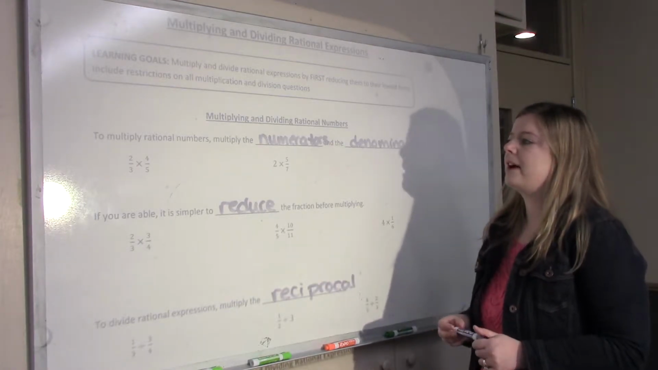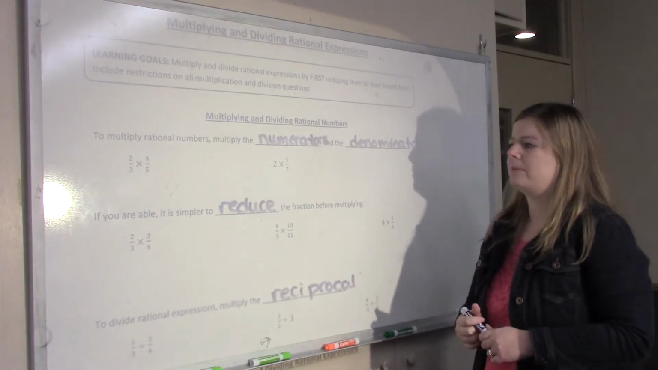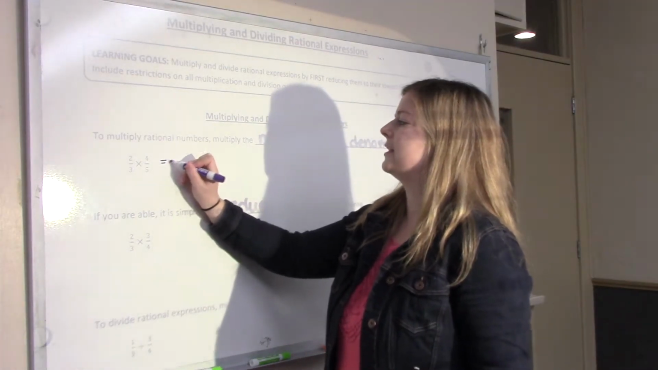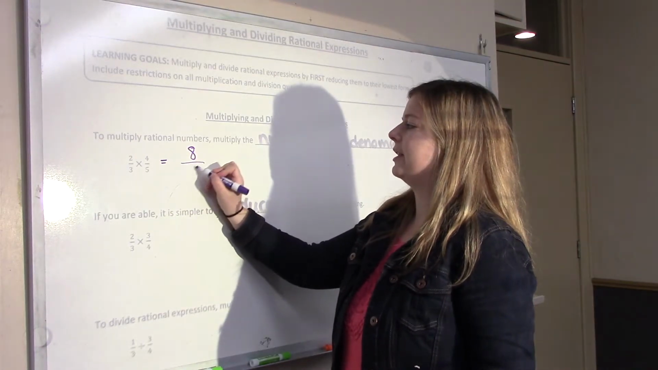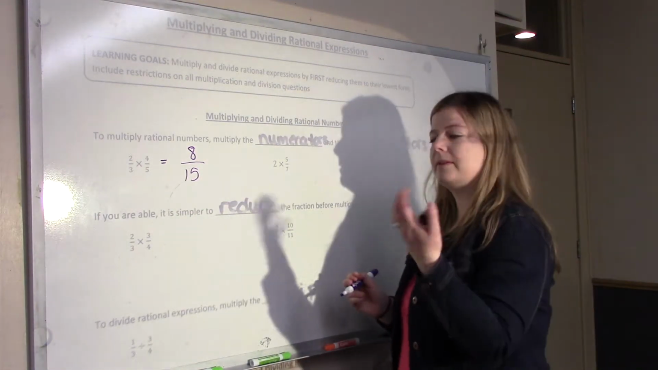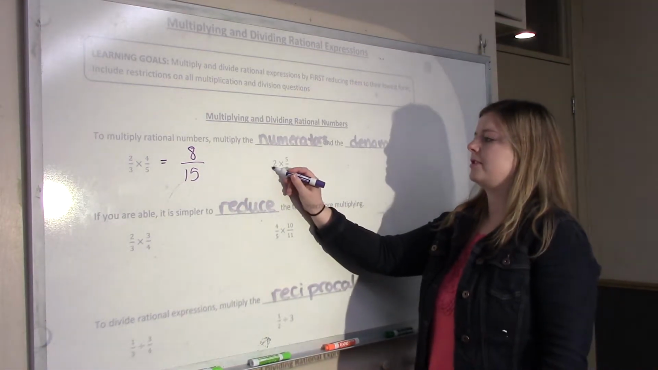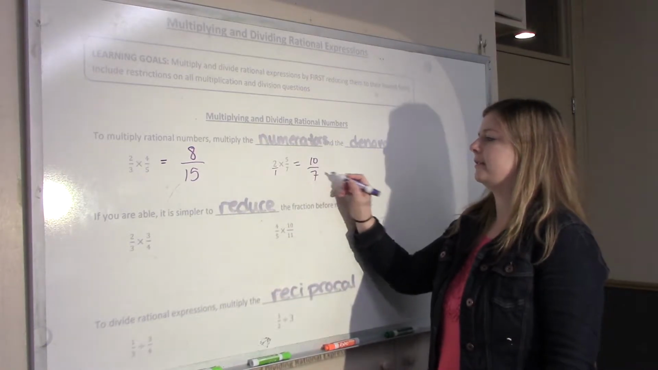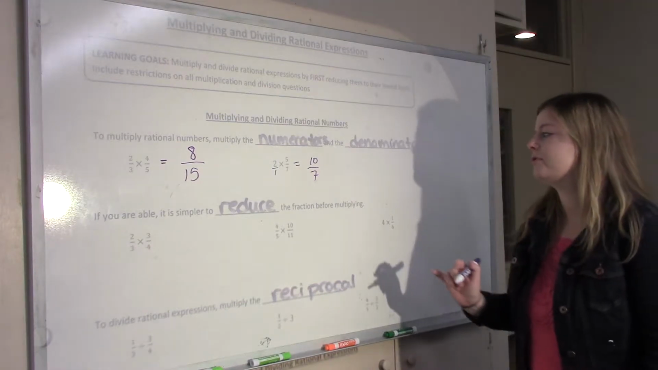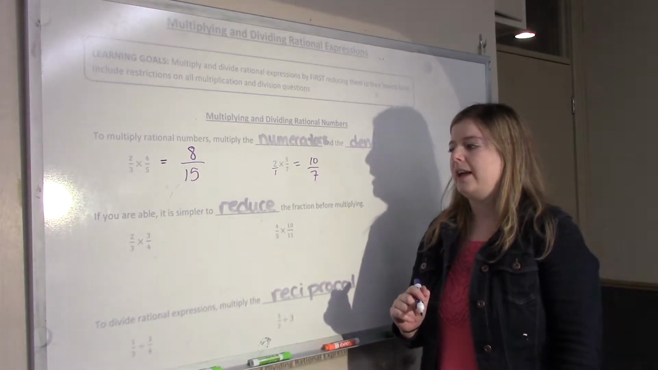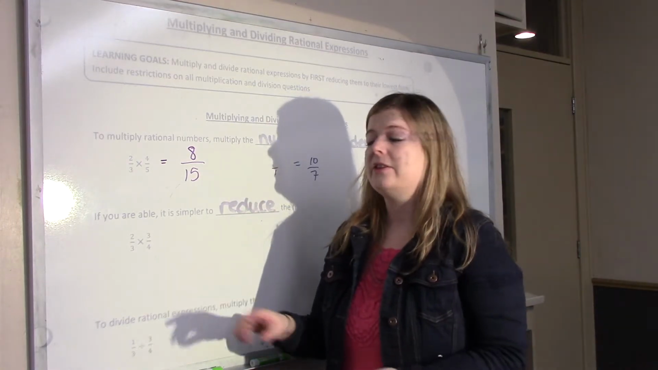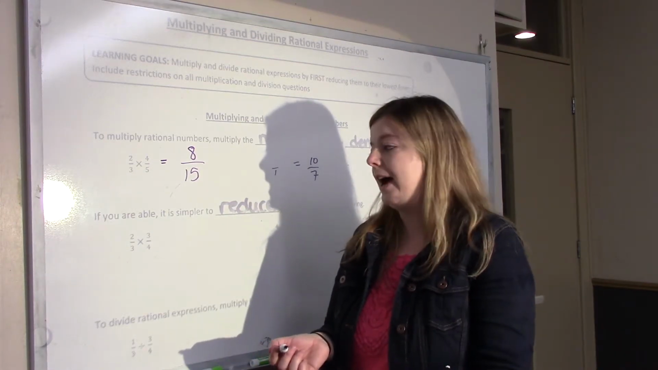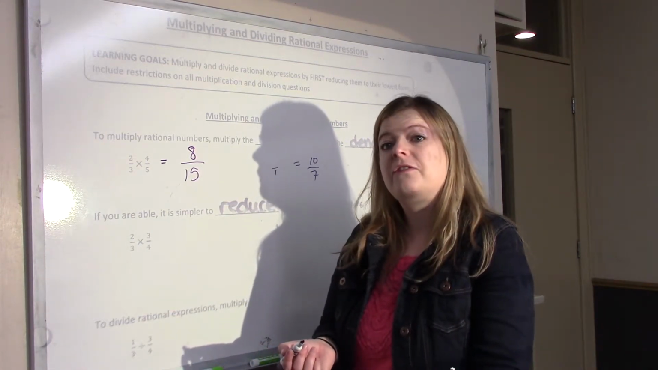To multiply rational numbers, multiply the numerators and the denominators. Okay, so in this case, we multiply 2 times 4, which gives us 8, and 3 times 5, which gives us 15. Just multiply the tops, multiply the bottoms. In this case, we imagine a little 1 under the 2 as a denominator, so you have 10 over 7. If you are able to, it's simpler to reduce the fraction before multiplying. With this fraction you have two options. Either you can just go straight across and get 6 over 12, but then you'll have to further reduce that to a half. To make your life easier, you can reduce before you multiply.